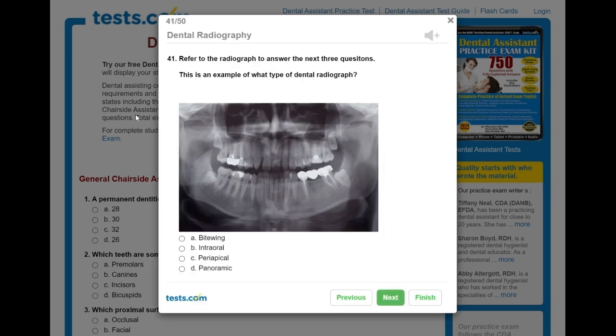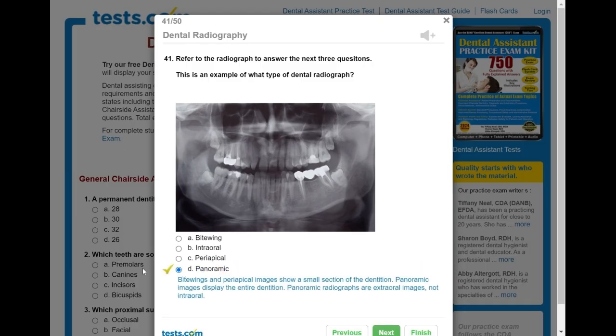Question 41. Refer to the radiograph to answer the next 3 questions. This is an example of what type of dental radiograph? A. Bite wing. B. Intraoral. C. Periapical. D. Panoramic.